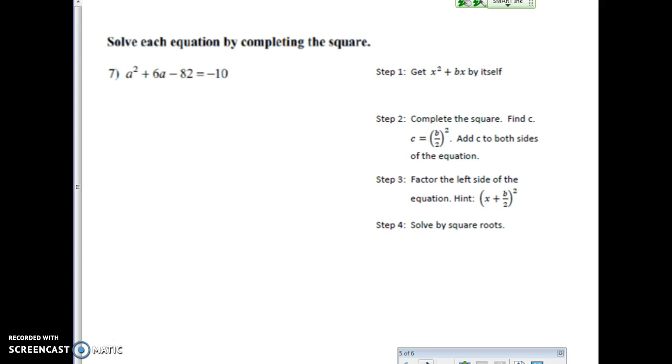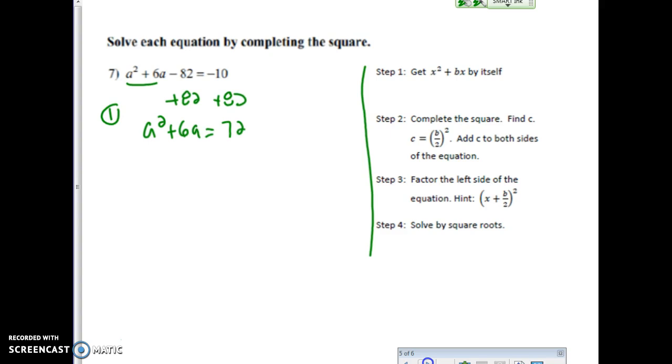If you guys notice right here on the right, I got all the steps that you guys need. So we're going to follow them to a T. Step 1, we want to get the x squared and the bx by itself. So I'm going to add 82 to both sides. So right now I got a squared plus 6a equals 72.